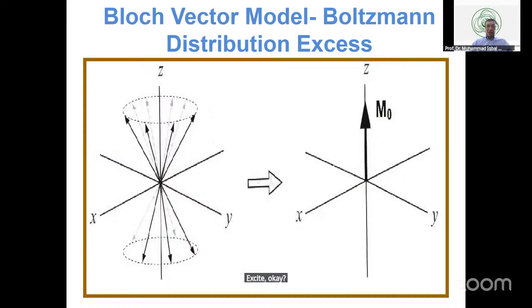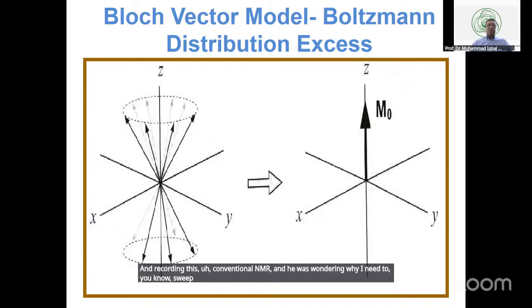Okay, so instead of absorbing and exciting one after the other, he gave the concept of a pulse: you give a strong radio frequency, everything excites, and everything goes down. I'm sure that he was sick and tired of standing and recording this conventional NMR, and he was wondering why I need to sweep this radio frequency. Why don't I just excite them all together and then record the relaxation energy?